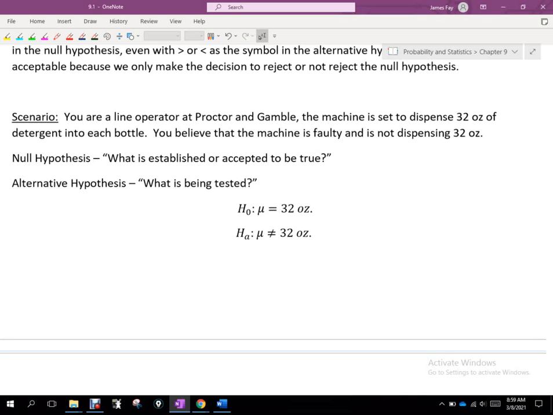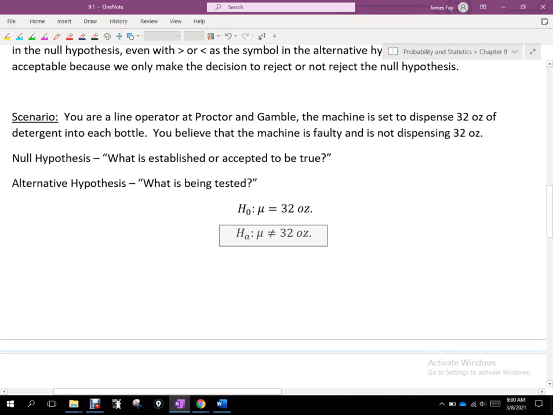So that's our null hypothesis. Because it says you are a line operator at Procter & Gamble, the machine is set to 32 ounces. So that's why we've got our null hypothesis, mu equals 32 ounces. You believe the machine is faulty and is not dispensing 32 ounces. Now, when it says is not dispensing 32 ounces, does it say which direction? Nope. It doesn't say greater than or less than. So we assume that not equals would be the alternative hypothesis.